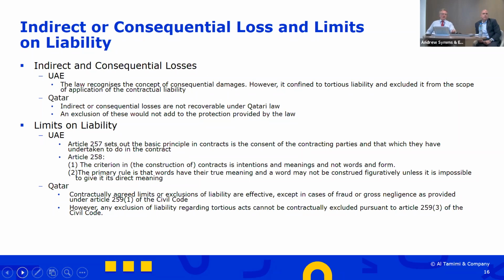The final point that I've just got there in relation to Qatar goes back to that point that I was making in respect of clause 17.6 of FIDIC, where the limitation clause is supposed to apply in respect of the contract and anything arising under the contract, which is trying to cover the tortious recovery, such as negligence. In Qatar, it's actually prohibited to exclude or limit tortious liability. So, next slide, please.